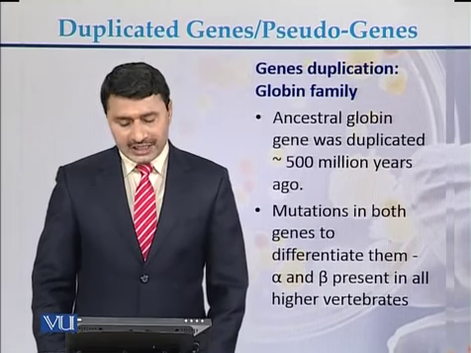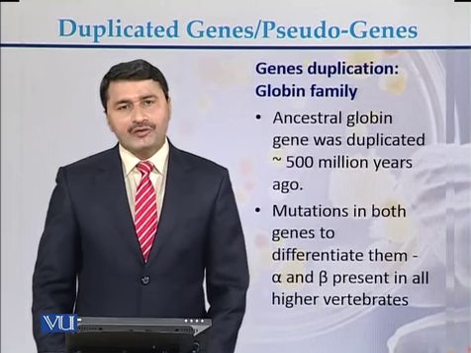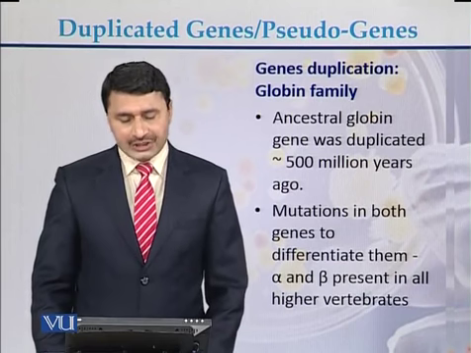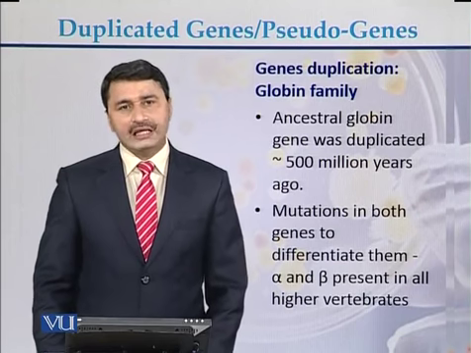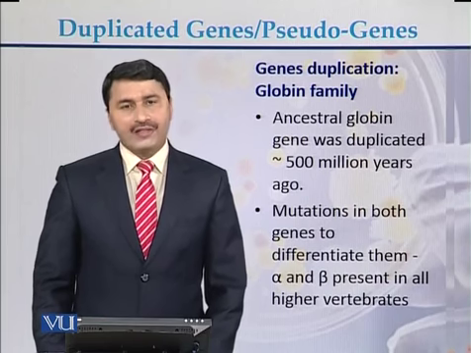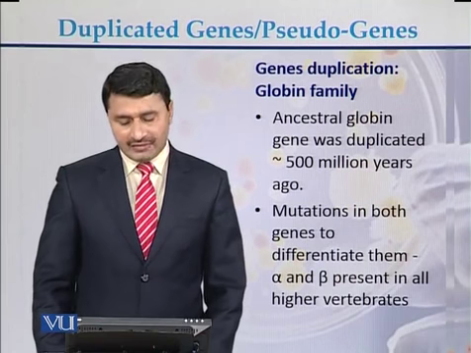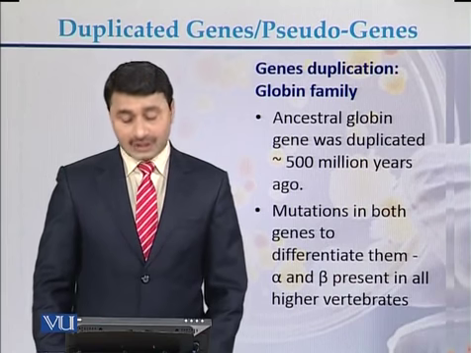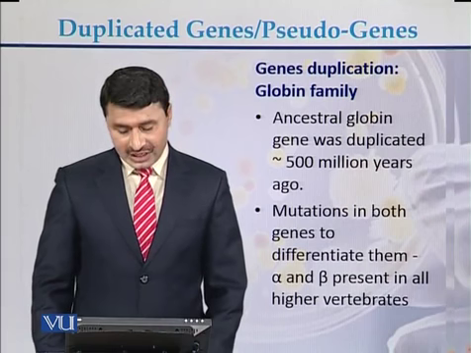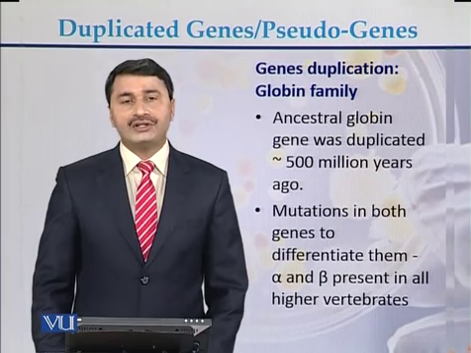What is gene duplication? An example of gene duplication, or the duplicated genes, is the globin family in humans. The ancestral globin gene was duplicated approximately 500 million years ago. Mutation in both genes to differentiate them as alpha and beta is present in all higher vertebrates.